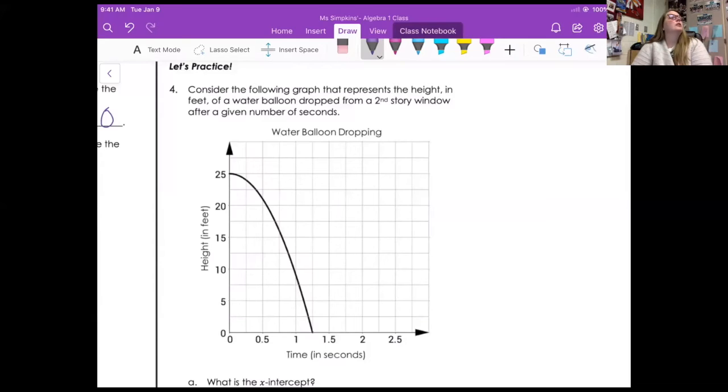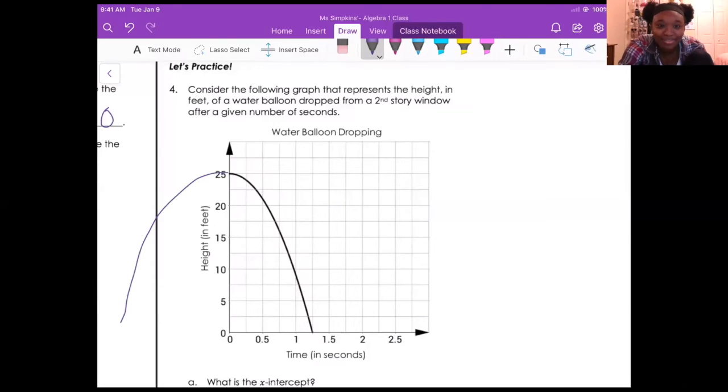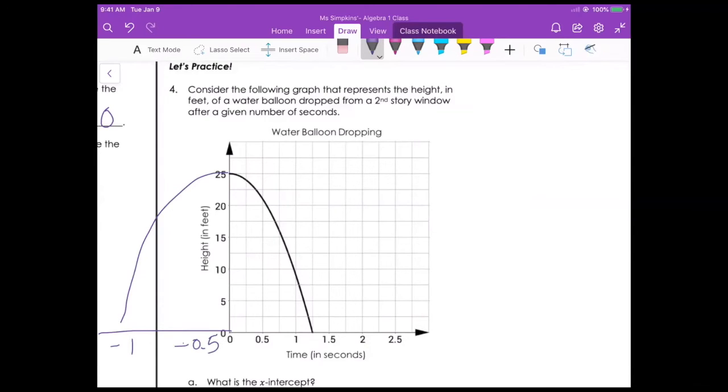Okay, my other question is, why isn't the graph going over here? That's not where you threw it from. I'm not worried about him throwing it backwards. It can't go that way because you threw it from a certain point. Wouldn't it go into the negative x?